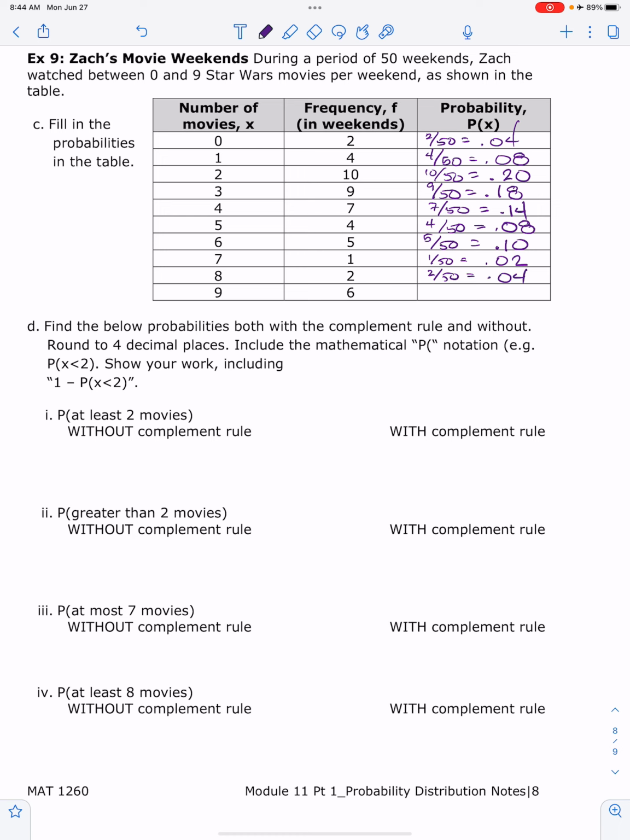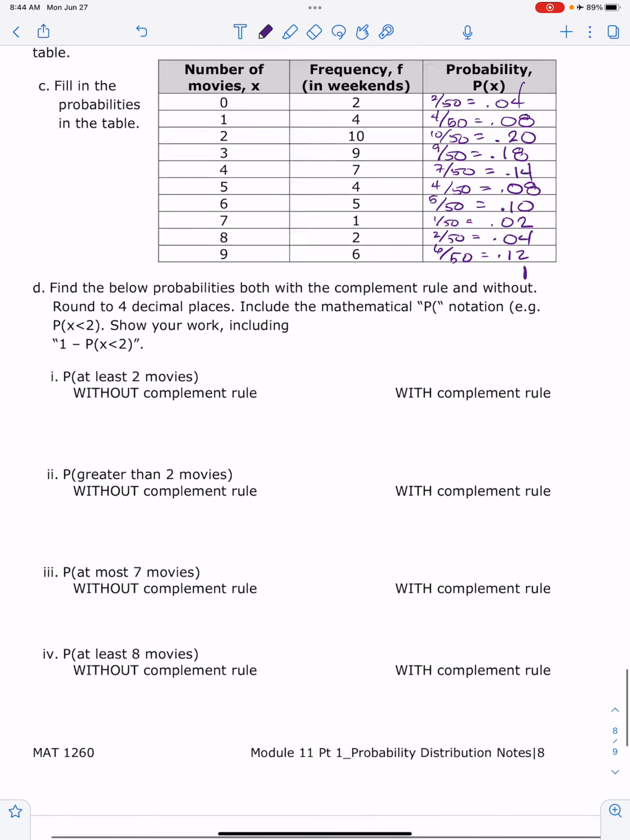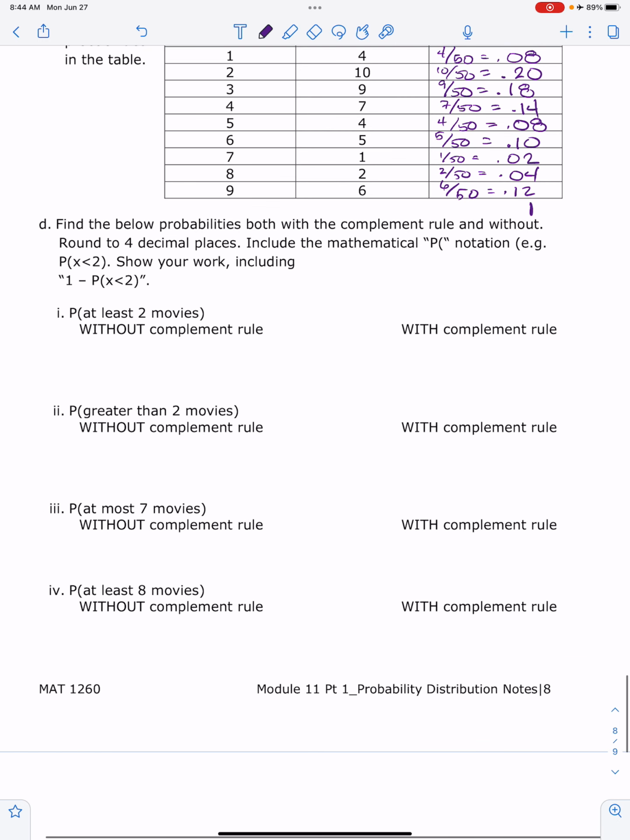And we can go through and add them all. Make sure that when they add, we get 1. Okay. So we are going to talk about how to find these. I'm going to write a whole lot out for some of these. But moving forward into our normal distributions and finding probabilities with normal distributions, the complement is going to be a big deal, okay?